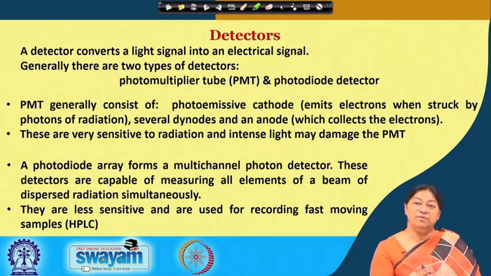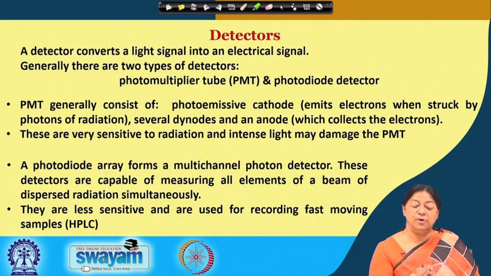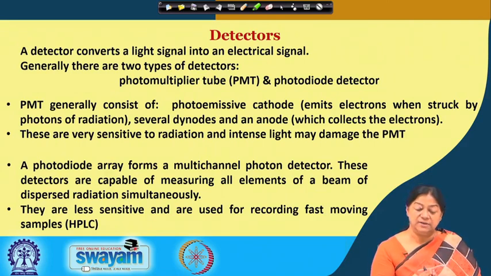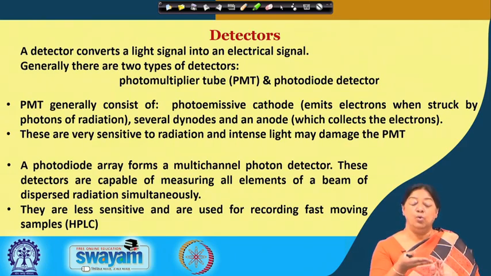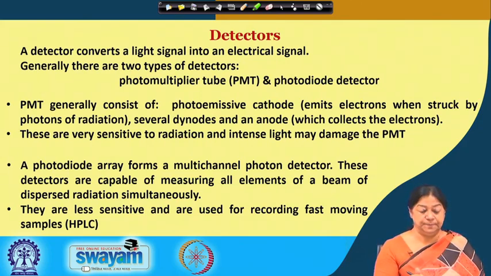Another way of detecting is called a photodiode array, which forms a multi-channel photon detector, because we have to see how many photons are being excited, or what is the intensity of the light that is being absorbed, because from a knowledge of the wavelength that we use, we know the incident light intensity.